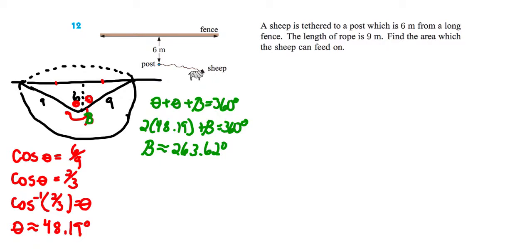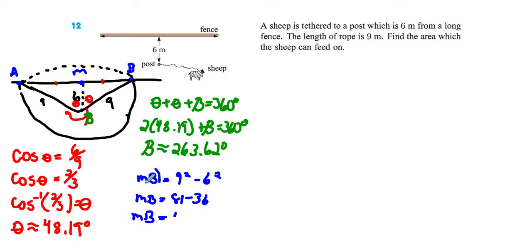I also know the distance from this fence, let's label a few things. Let's call this A, M, and B. So the line segment MB squared is equal to 9 squared minus 6 squared using Pythagoras' theorem. Let's fix that. MB is equal to the square root of 45.